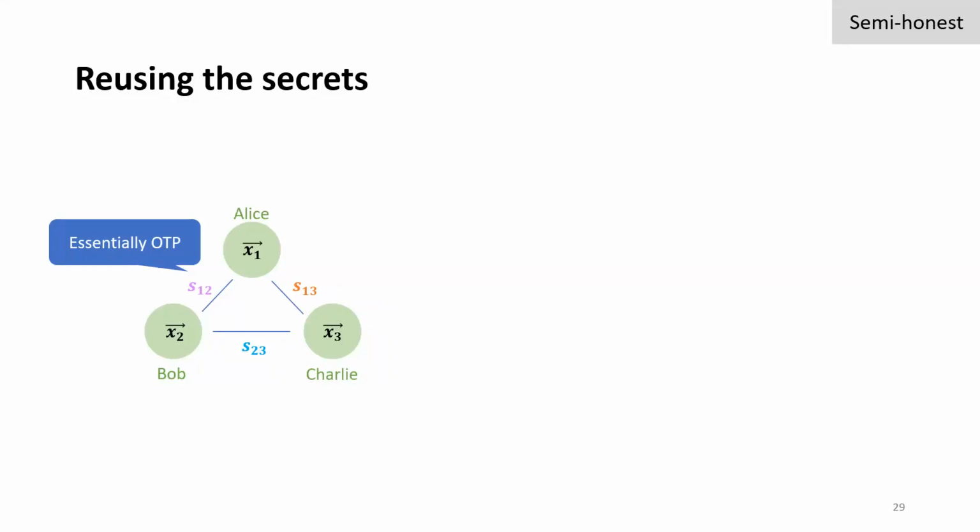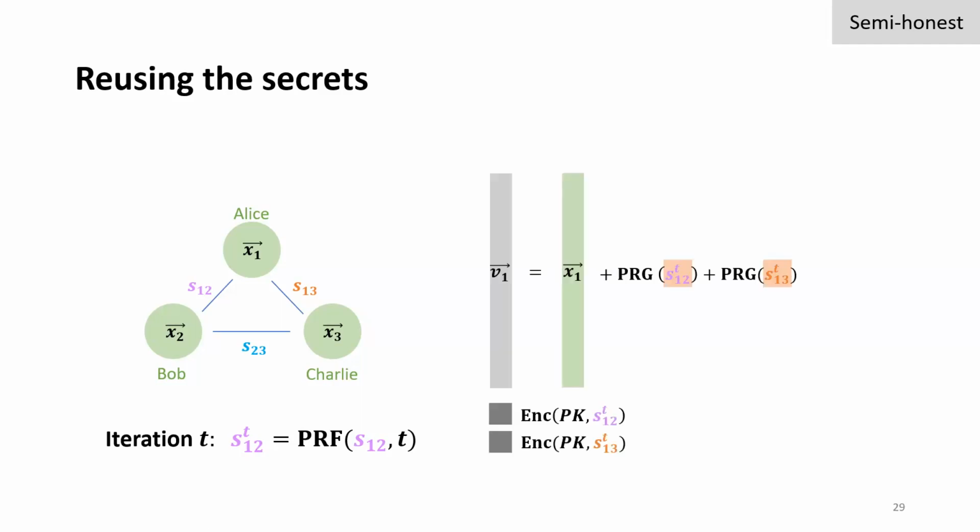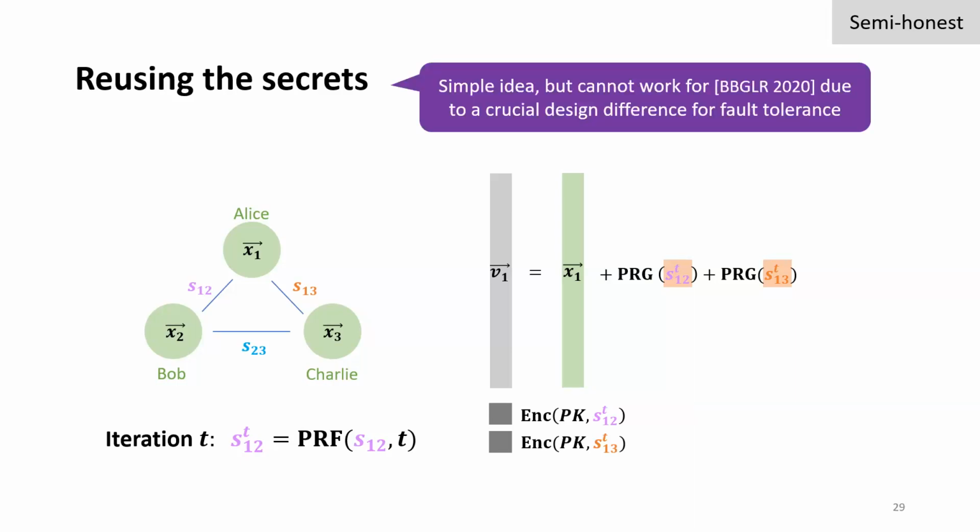But if we just trivially repeat this protocol, this is not secure because these masks, or pairwise seeds, are essentially one-time pads, so you cannot reuse them. The trick here is very, very simple. It's incredibly simple that you just need to apply a PRF on the secret S12 and generate an iteration-specific secret, which is this one. So now you can view these pairwise secrets as long-term secrets, and every time in the iteration, you use the iteration-specific secrets. So this idea looks simple, but it's not compatible with some previous work due to the crucial difference in design in the fault tolerance.